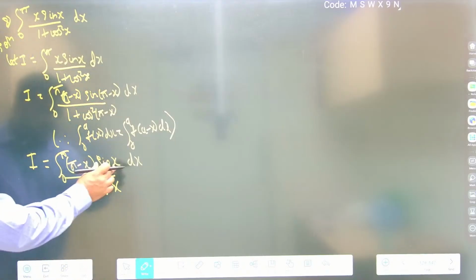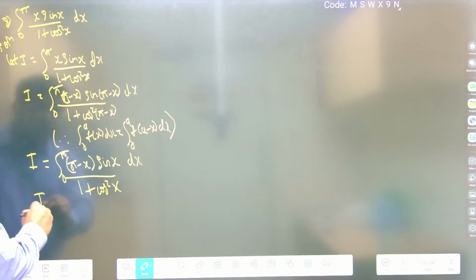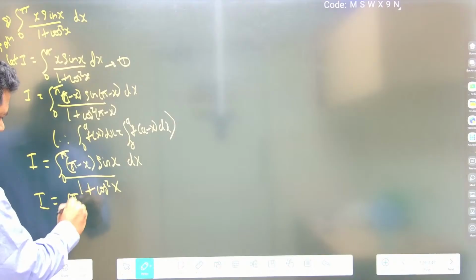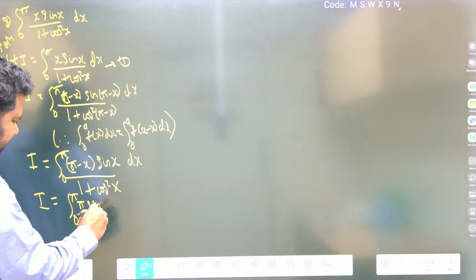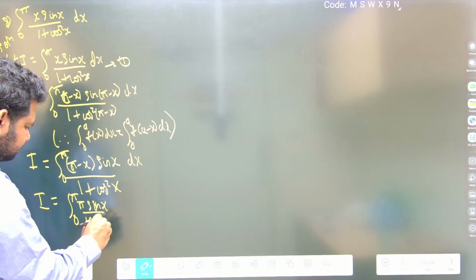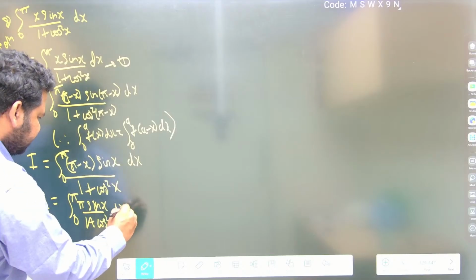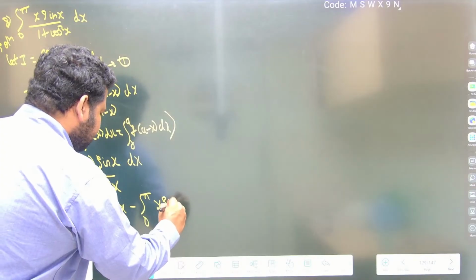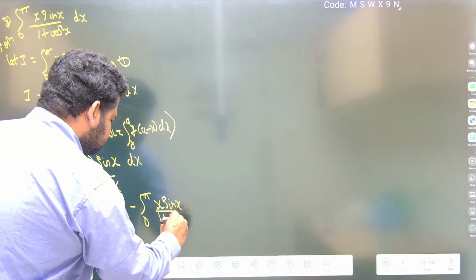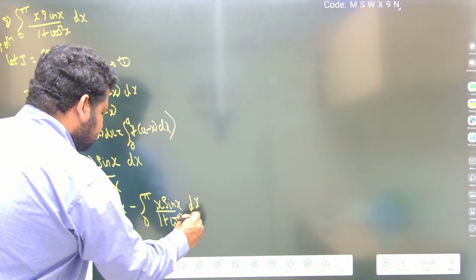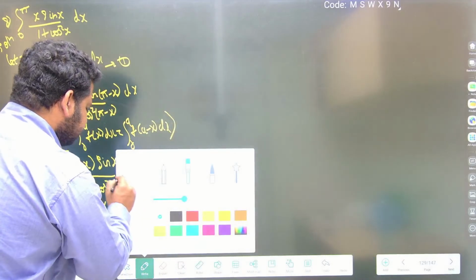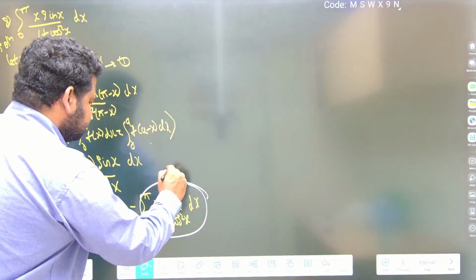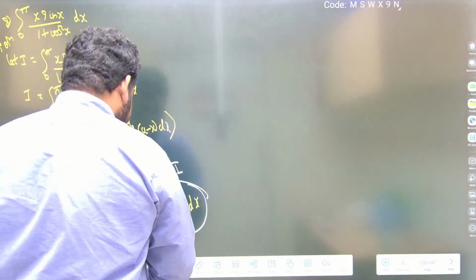Now let us multiply this out. Let this be equation 1. I is equal to the integral from 0 to pi of pi sin x by 1 plus cos square x dx, minus the integral from 0 to pi of x sin x by 1 plus cos square x dx. So this entire thing, observe here, is nothing but equal to I. So let us put that here.